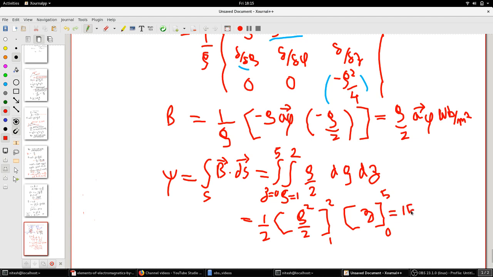15 by 4 will be equal to 3.75 Webers. Okay, Weber is the unit of the flux, magnetic flux. So this is Weber.